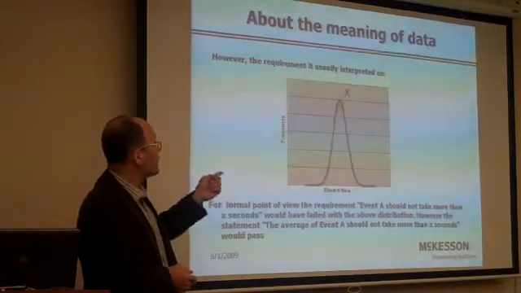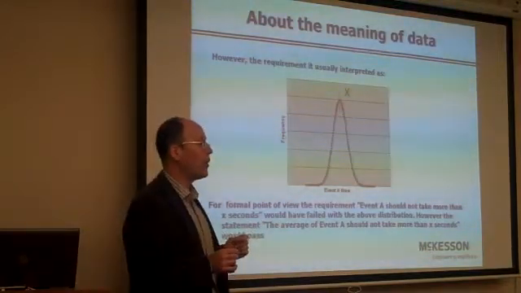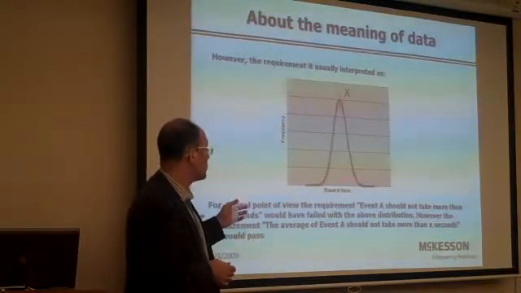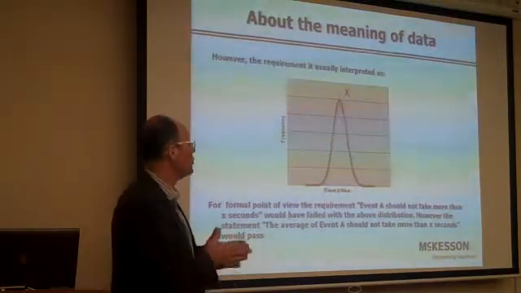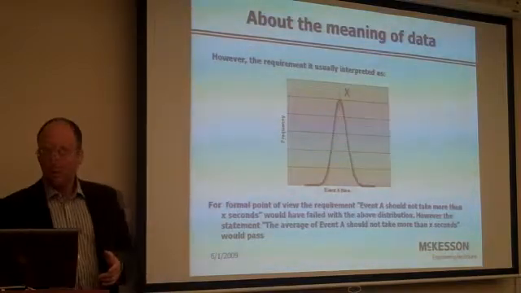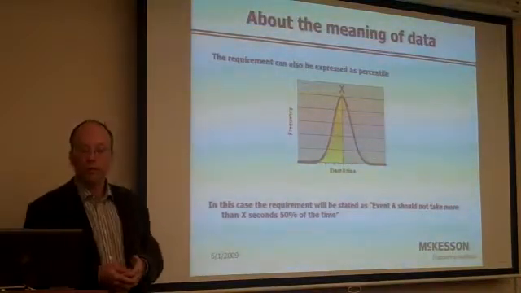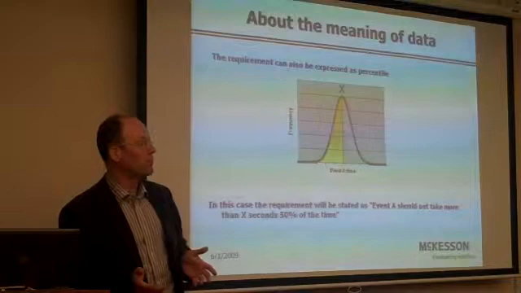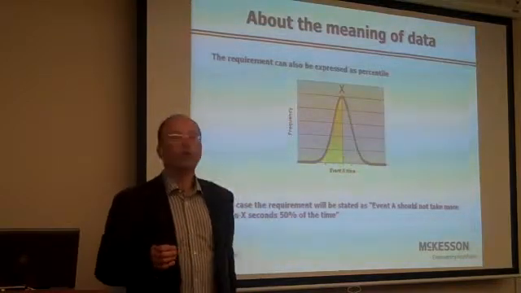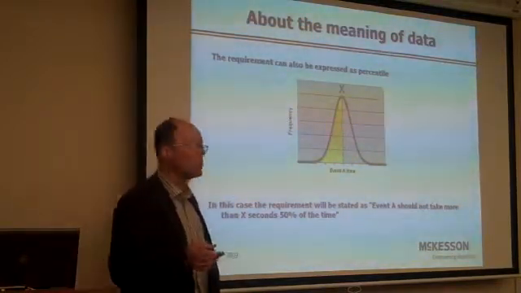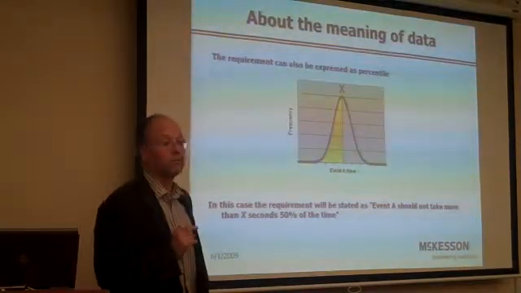So the first thing is how we are going to write the requirement. Whoever wrote the requirement should have said a different requirement, implying the average: event A should not take more than X seconds on average. This can be written in other ways. It can be percentiles: event A should not take more than X seconds 50% of the time. Realize that if we say that event A should never ever take more than 8 seconds, this is a perfectly valid requirement, but maybe very difficult to achieve. Only keep that in mind.